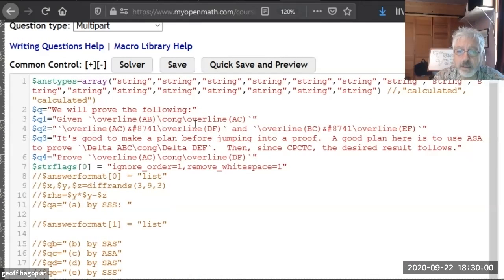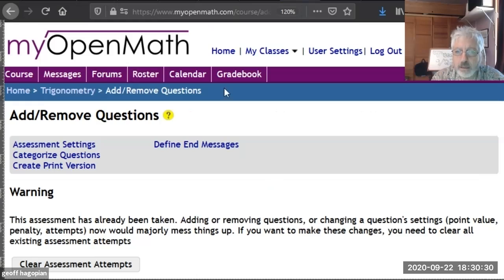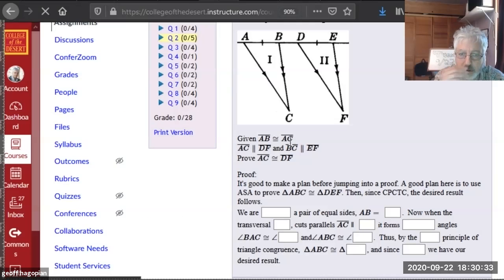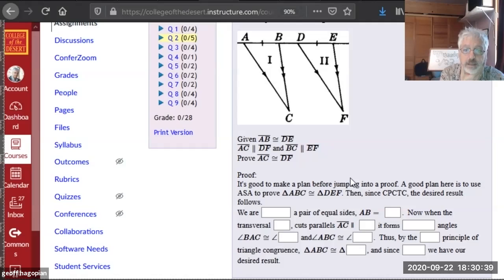So given AB is congruent to AC, that was wrong, right? What was it, DE or something? Let me go back, yeah, DE, right? So, sorry, I know it may not be funny if you suffered through this. I can't help but laugh at myself and my foibles occasionally. Okay, so I'm going to say save. Okay, so now if I go back here and reload this, and I go to question 2, it now says, given that AB is congruent to DE, that's better. Thank you.